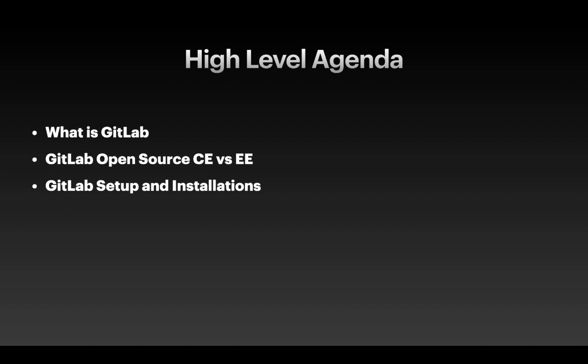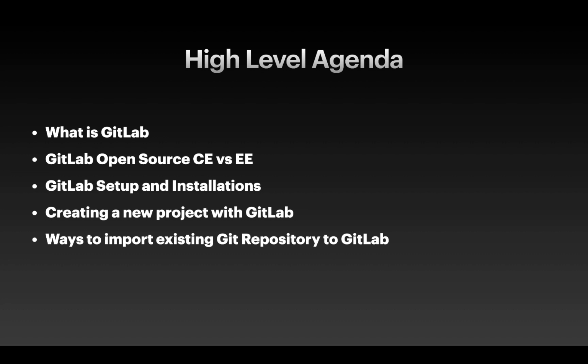Now we will also be discussing GitLab setups and installations, and then we are going to talk about creating a new project with GitLab, and last but not the least we are going to see how we import any existing GitHub repositories, or not only GitHub repositories, any Git repositories, either in Bitbucket or Mercurial or Perforce or GitHub, anything. For example, if your organization is trying to migrate from existing Git repositories to GitLab, we will see how easily or how swiftly we can import the existing repository to GitLab repositories. Okay, so that's all about the high level agenda.